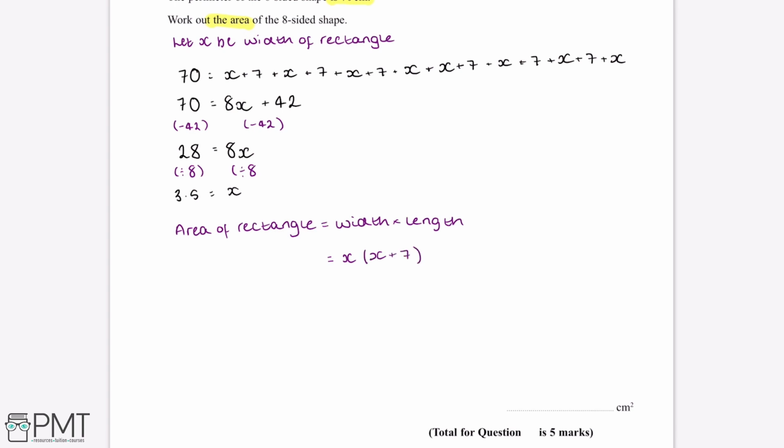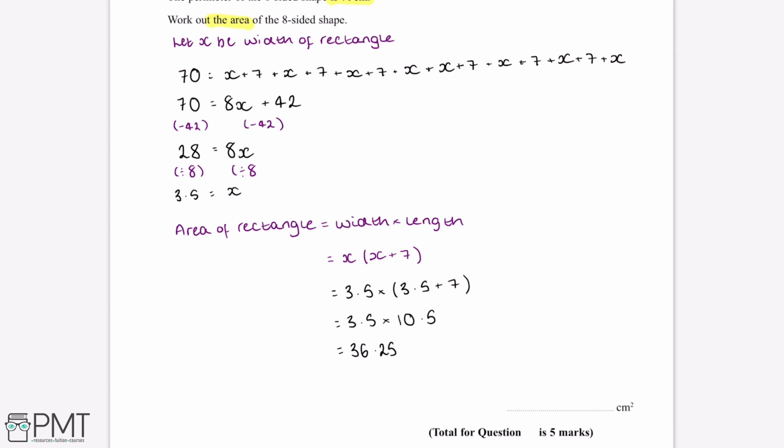Now the value we worked out for x was 3.5, so we can substitute this into our formula. And this gives us that 3.5 multiplied by brackets 3.5 plus 7 is equal to the area of the rectangle. So if we remember our BODMAS rules, we'll always do the brackets before the multiplication. So we can start off with 3.5 plus 7. And this gives us 10.5. And finally 3.5 multiplied by 10.5 gives us 36.75.